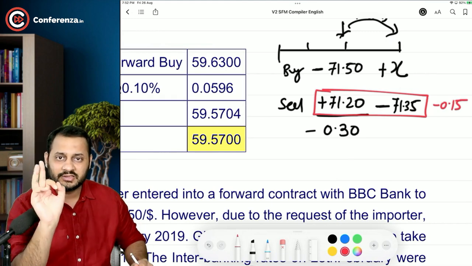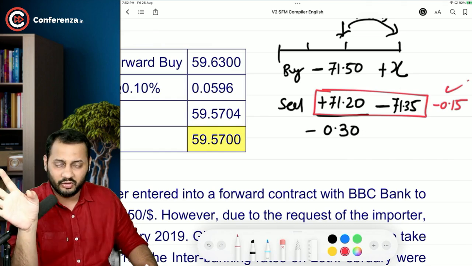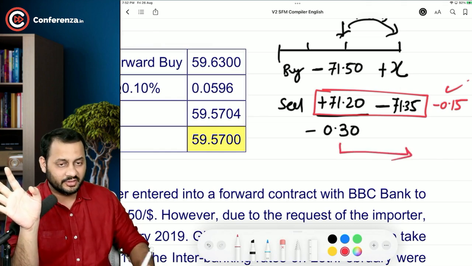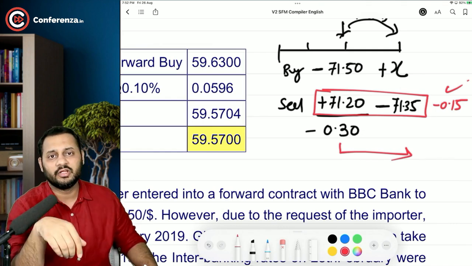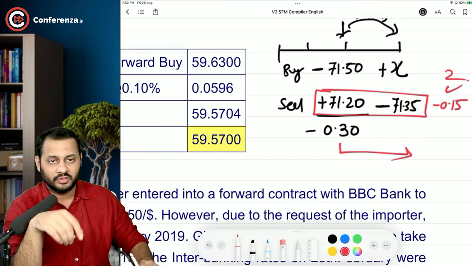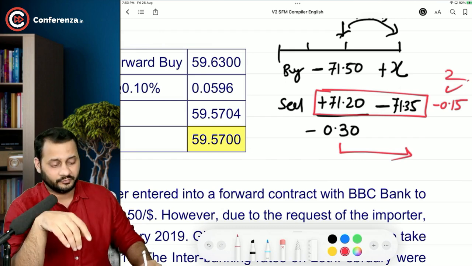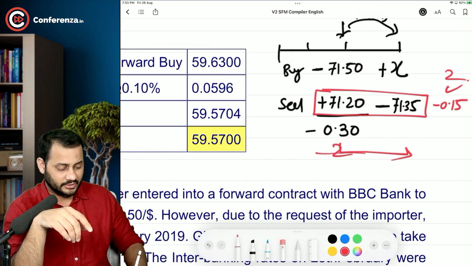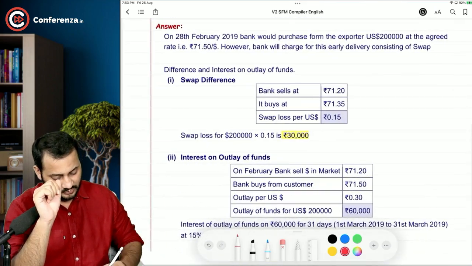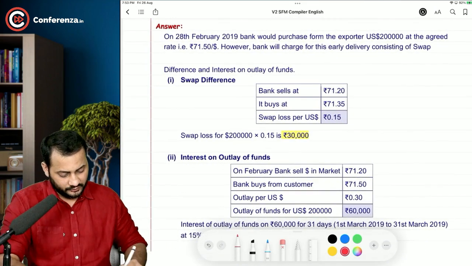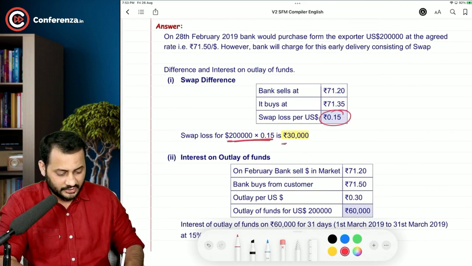So only two things are required now in the calculation. Recover this, which will mean you have recovered all the possible loss, and take the interest on this. Interest on 30 paisa and the loss of 15 paisa. 15 paisa on $2 lakh will be somewhere around 30,000 rupees, and the interest on 2 into 30 lakh, that is 60,000. Let's have a calculation now.